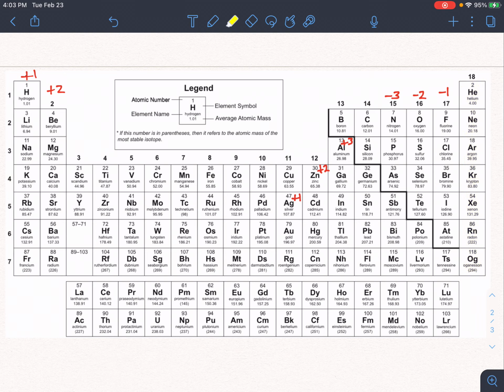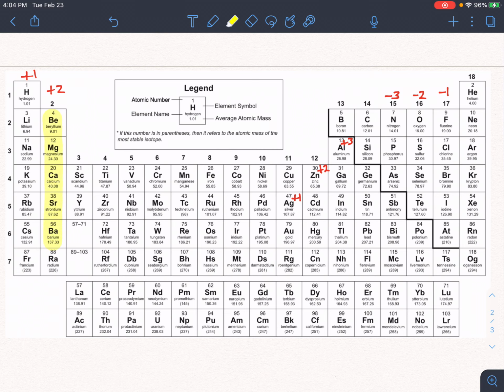The halogens, group 17, make a -1 charge when they make a charge because they gain 1 electron to look noble. Oxygen, sulfur, selenium make -2. Nitrogen, phosphorus make -3. Going to the other side of the periodic table, group 1 elements, including hydrogen, make a +1 charge. Hydrogen can sometimes also make a -1 charge, but for the purposes of this, we're going to say it makes a +1 charge.